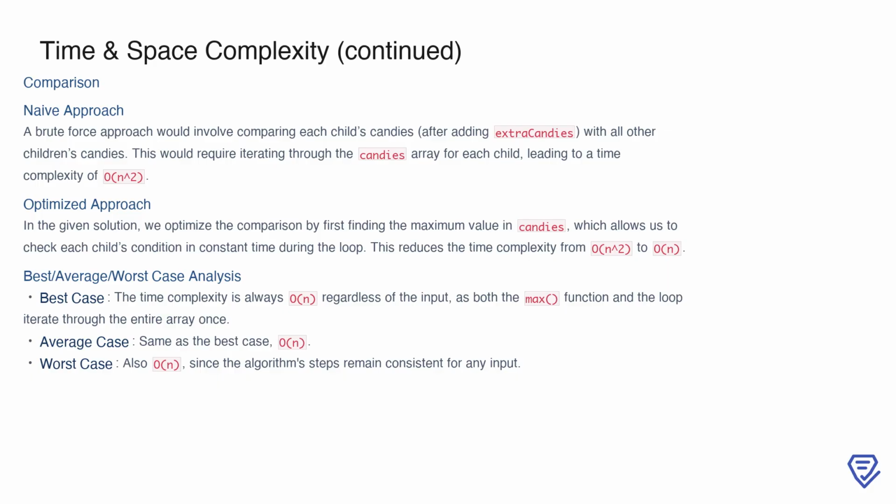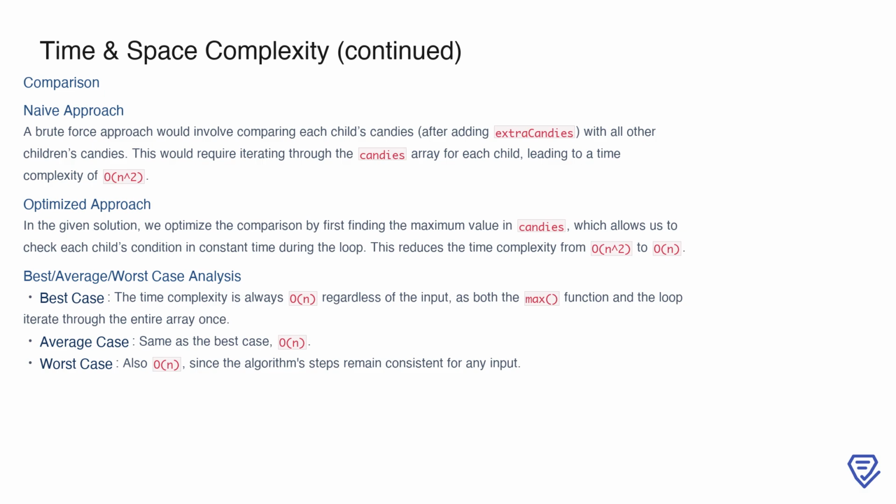However, by optimizing the solution, we avoid this nested iteration. Instead, we first determine the maximum value in the candies array, and then evaluate each child's condition in constant time during the loop. This reduces the time complexity from O(n squared) down to O(n).